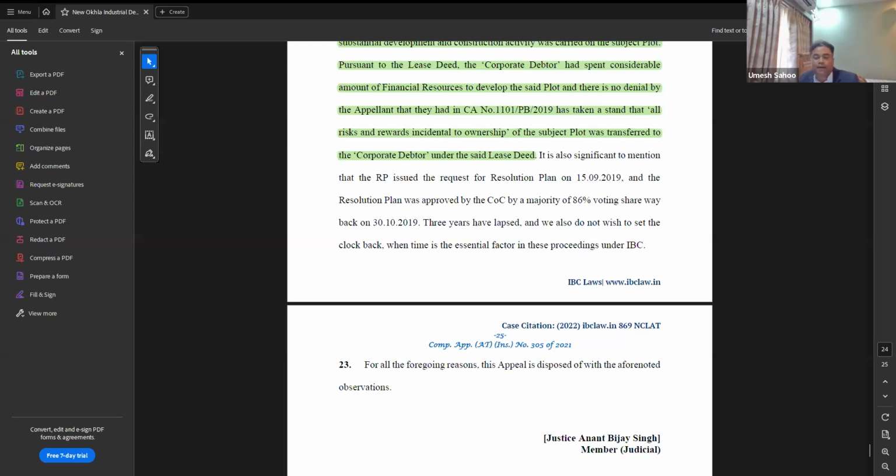NCLT, after referring to various definitions, Part 1 and Part 2 of the Code, explained the scheme with the help of the decision in the case of Innovative Industries Limited. It is a very interesting case. Anything has been cleared by the Honourable Supreme Court, taking a cue from the decision of the Honourable Supreme Court in the case of others.